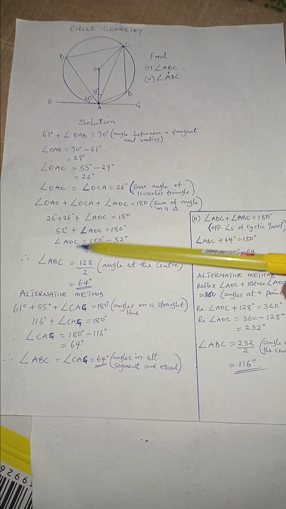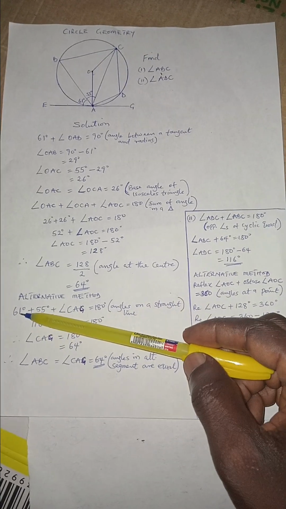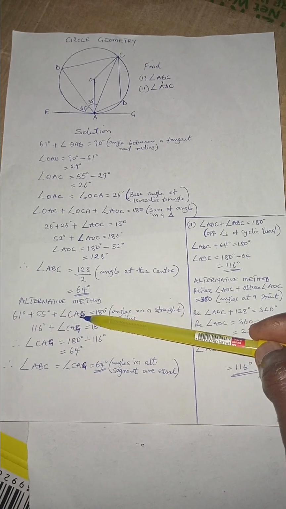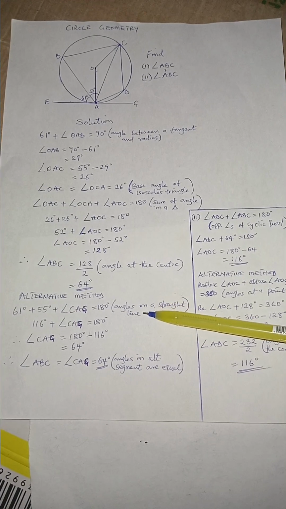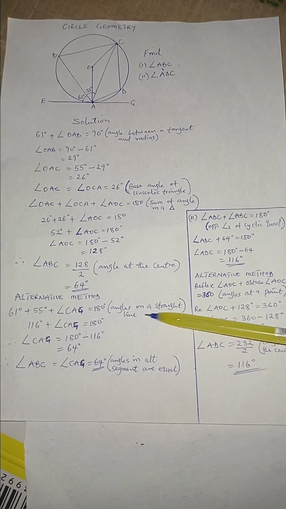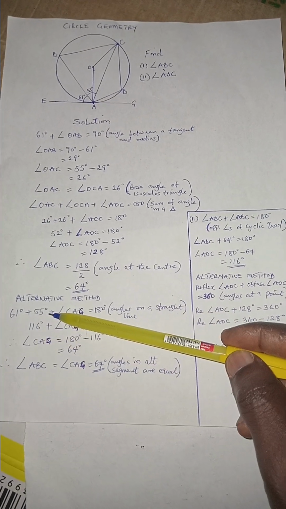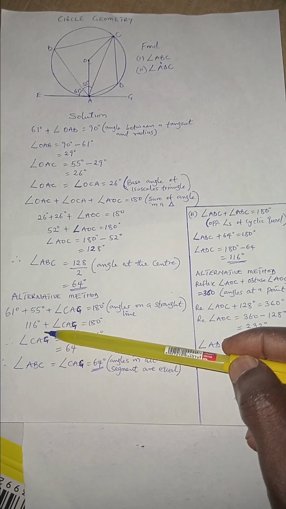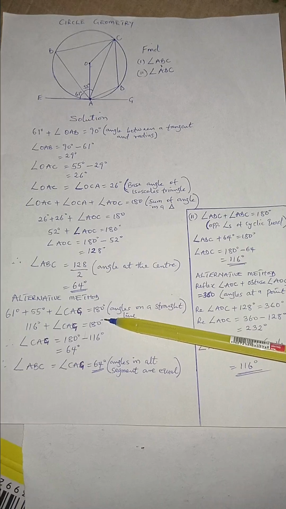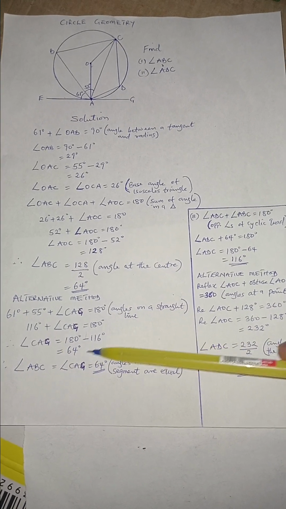Those three angles form angles on a straight line on that tangent, and adding them together gives us 180 degrees. That is 61 plus 55 plus angle CAG equals 180 degrees, angles on a straight line. The addition of 61 and 55 gives us 116. 116 plus CAG equals 180. Now 180 degrees minus 116 gives us 64.